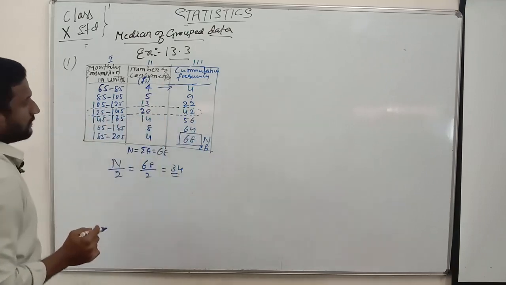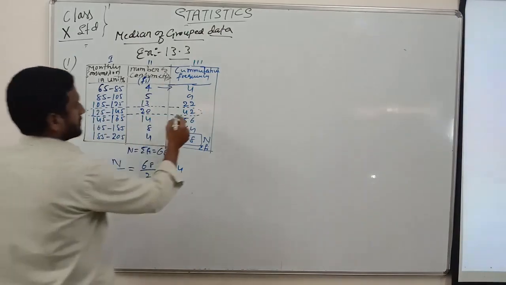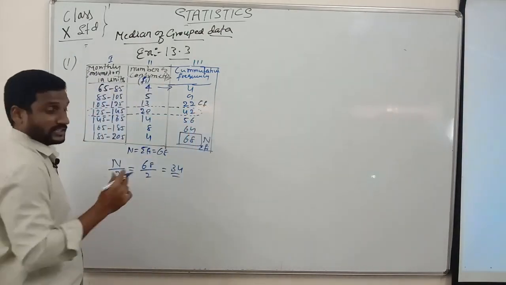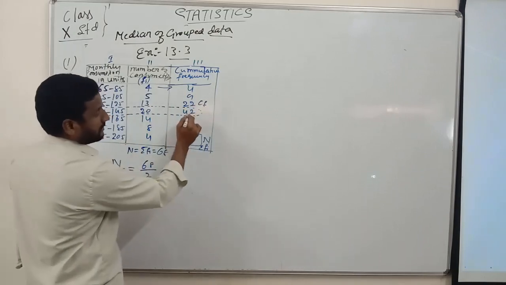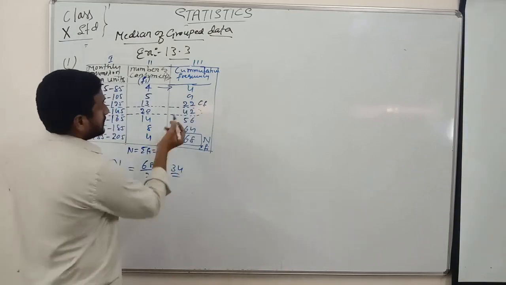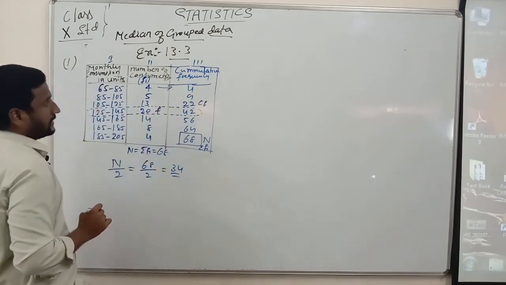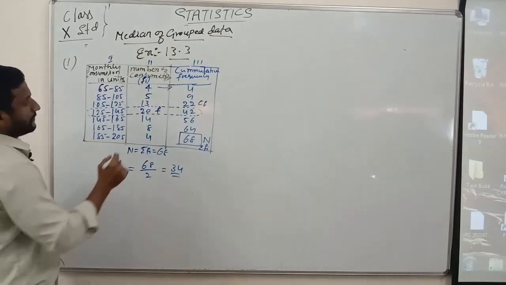This 42 we can mark here. So 42, this above, is called CF, cumulative frequency. The above number you should take here, not this number. The corresponding number here is the frequency, so that is F.